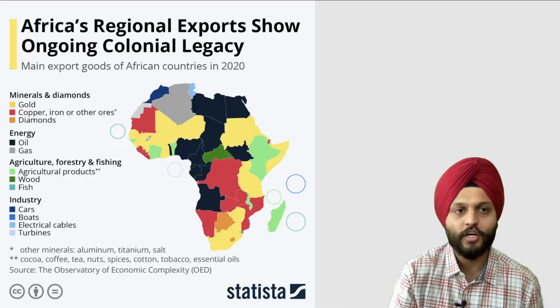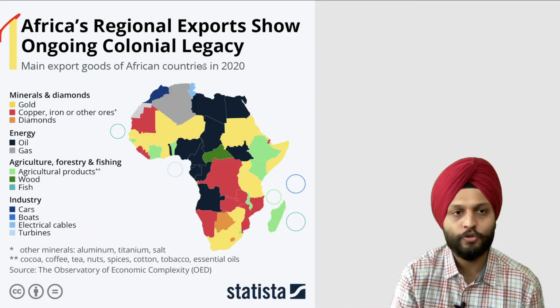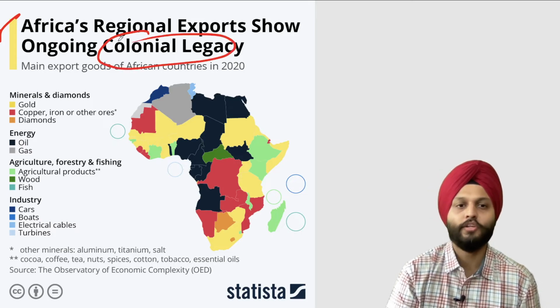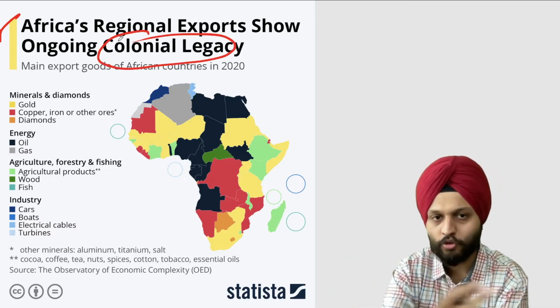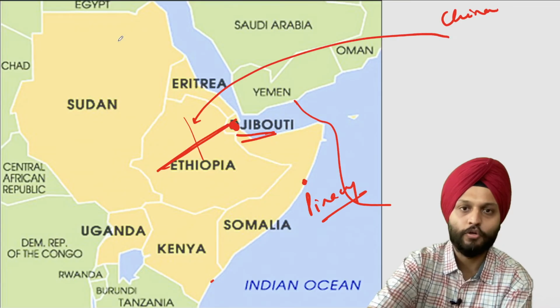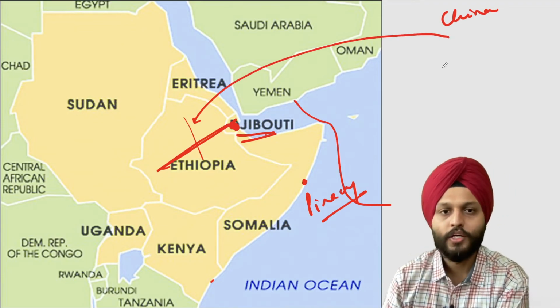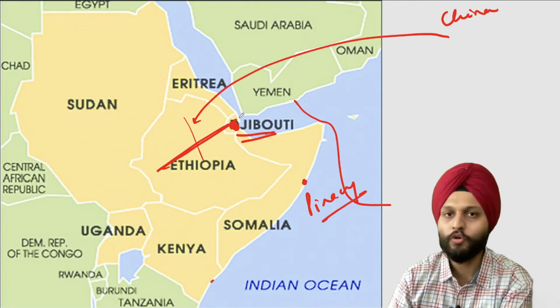So thereby, this article over here, Africa's regional exports show ongoing colonial legacy. The same thing is going on: export of raw materials, import of manufactured goods. Okay, so that is there. So the surplus capital would go over here.